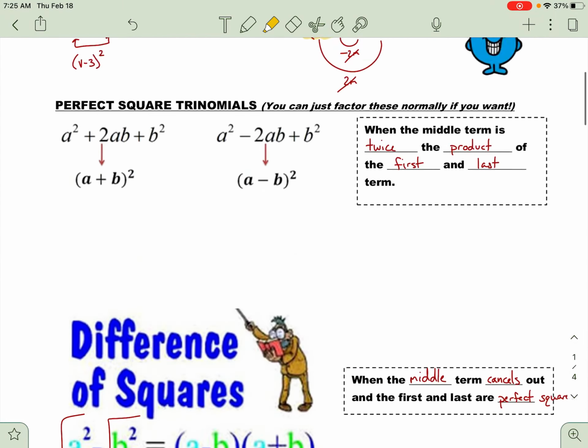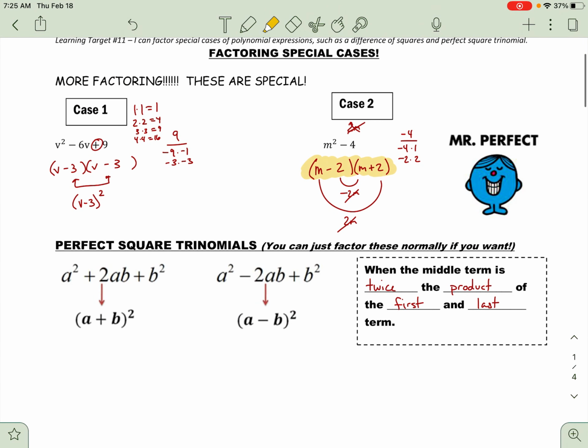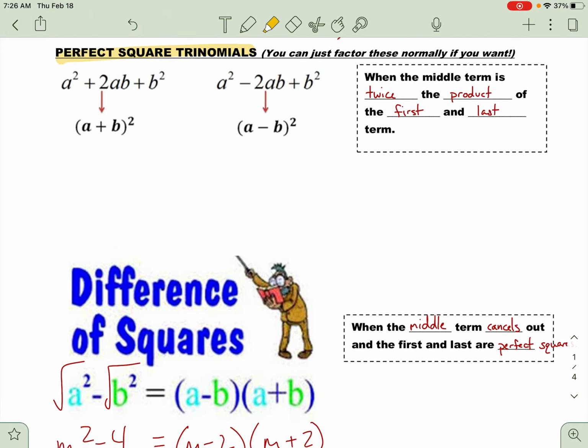Again, these are called special cases for a reason, so hopefully you're able to identify that they are perfect square trinomials and difference of squares.